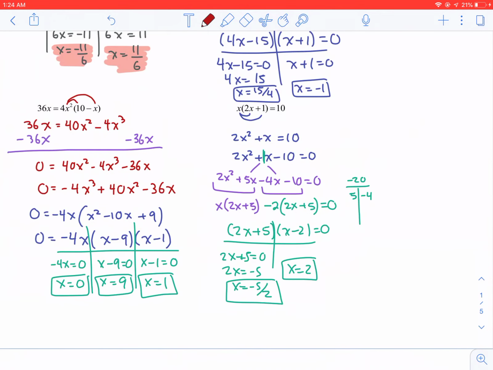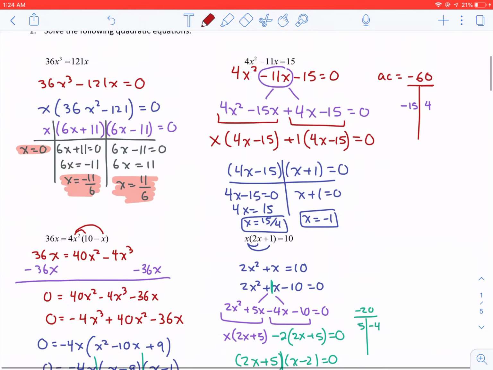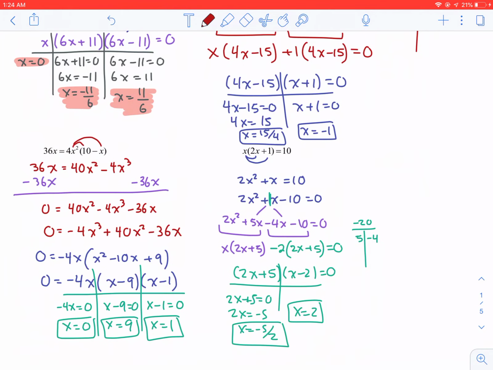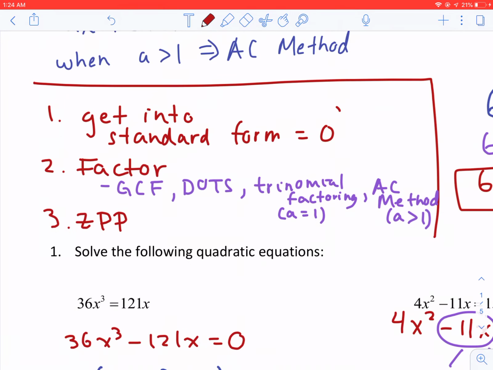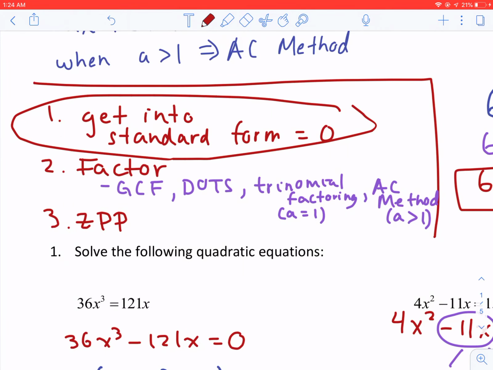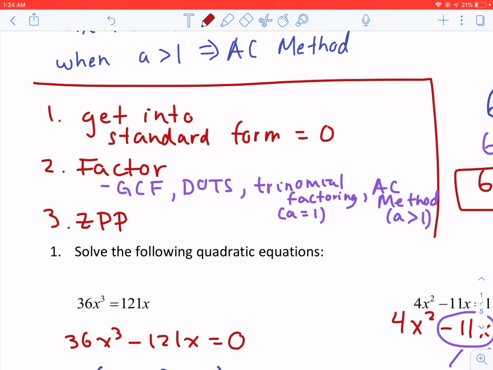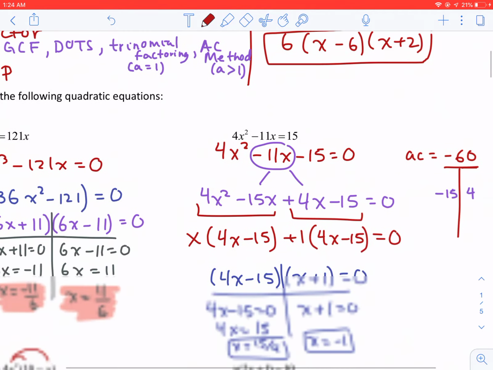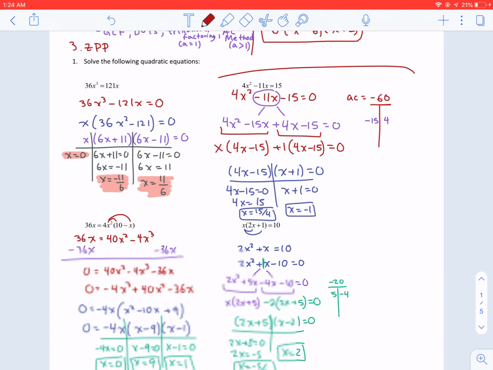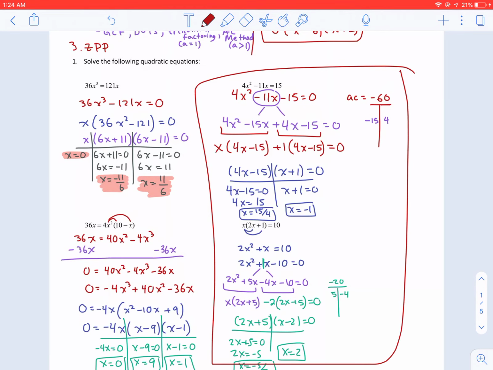Solving quadratic equations. We've done this before. These problems are definitely a little more challenging, but same steps as before. We're going to get it in standard form, make it equal 0, and the only thing we've added is this AC method, right? That let us do these two problems that we were not able to do before.